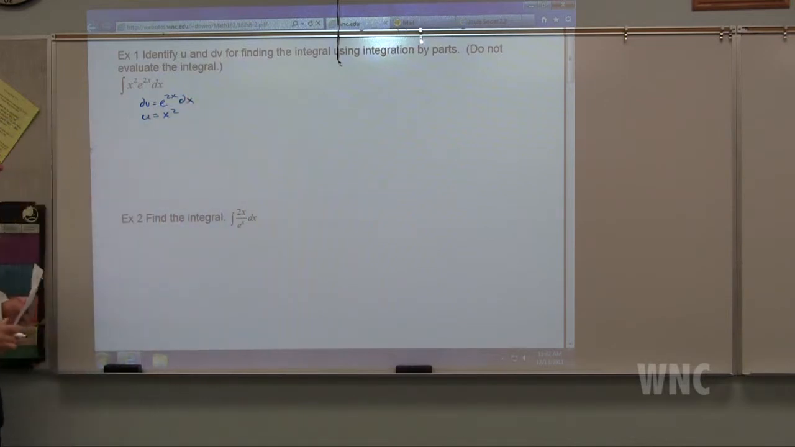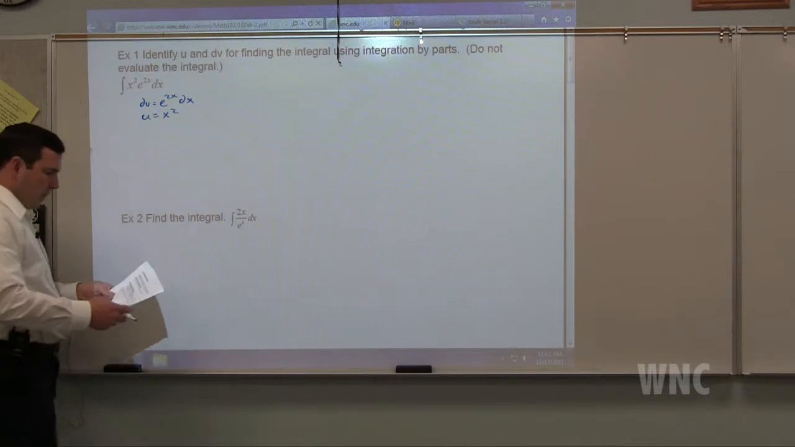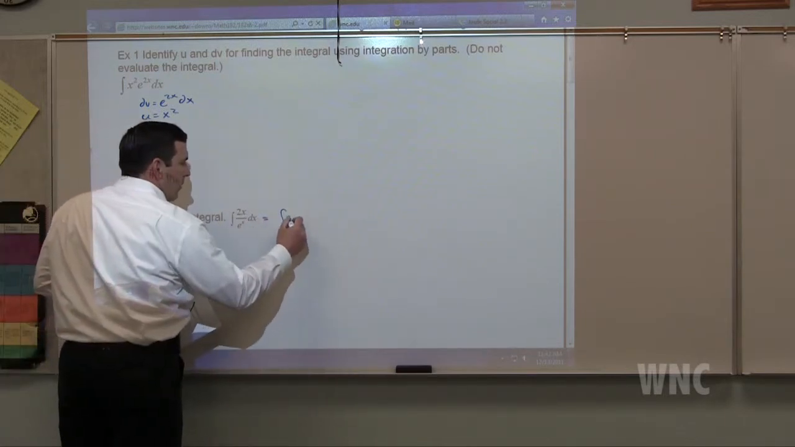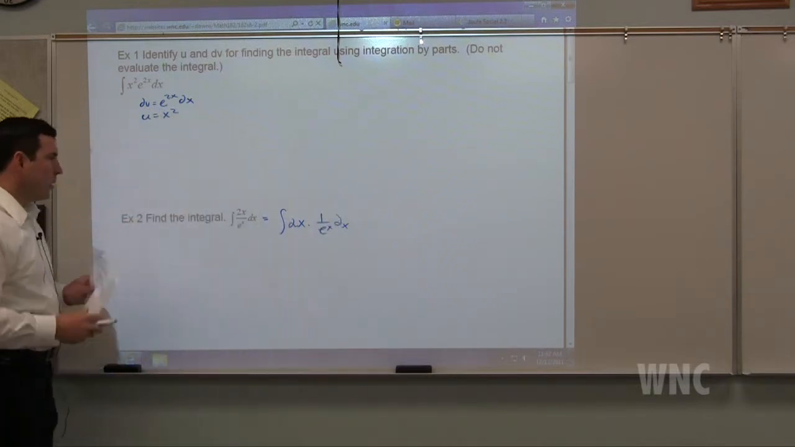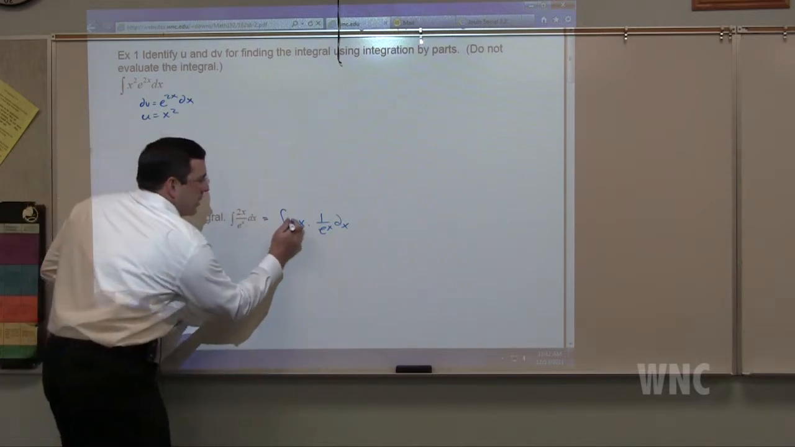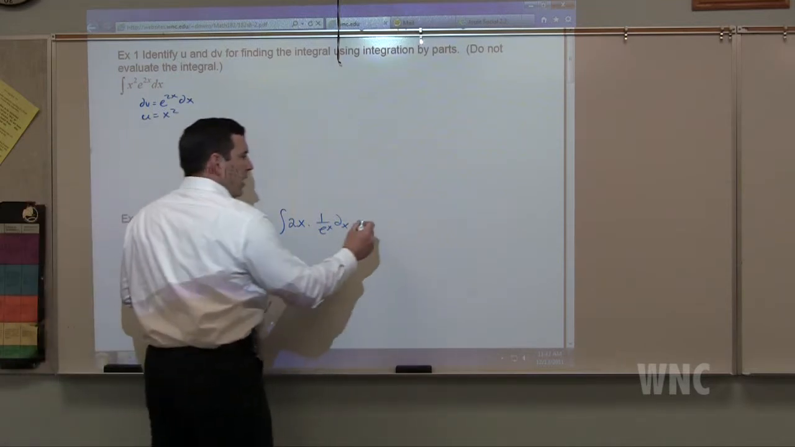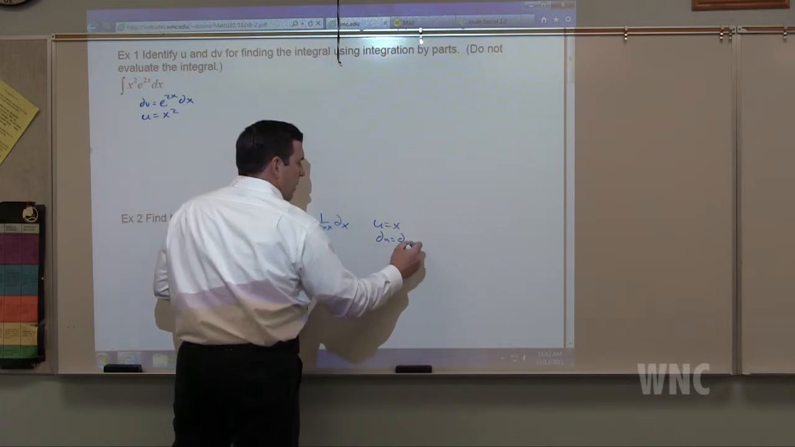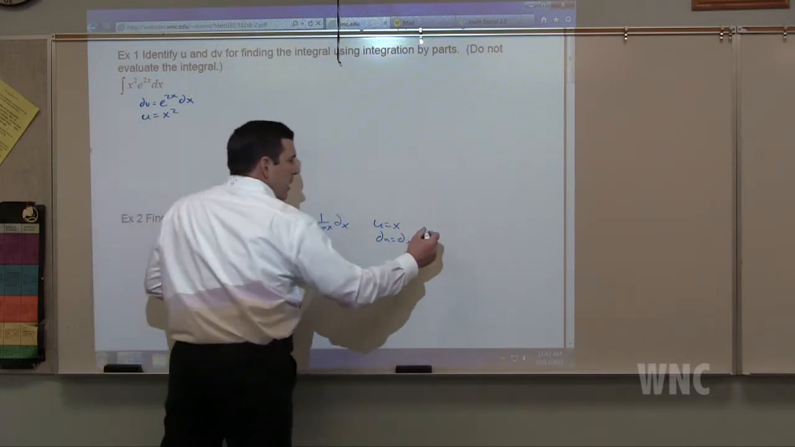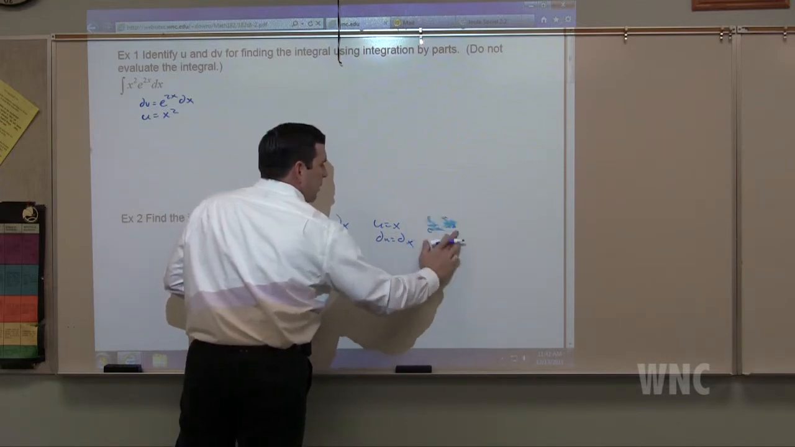Don't forget those dx's. For example 2, find the integral of 2x over e to the x dx. Think of this as the integral of 2x times 1 over e to the x dx. So we can say u equals x, du equals dx, and 1 over e to the x dx is our dv.